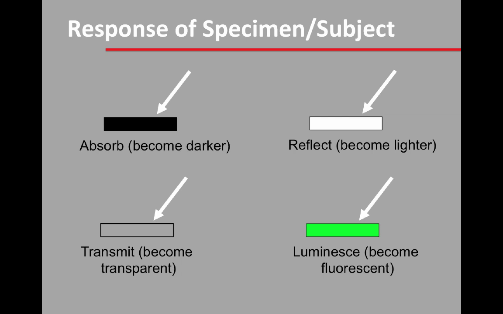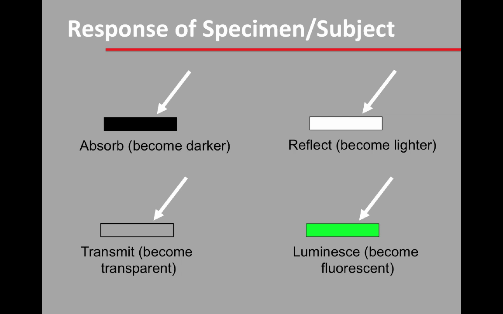But there are actually four responses that are possible with a specimen, in any sort of light range, but let's just use infrared, for example, because we're talking about infrared here. If infrared irradiates a specimen, it could either absorb the infrared and become darker, or reflect the infrared and therefore appear lighter. Or, and these are the two slightly odd ones, it could also transmit and become transparent, and I'll show you an example of this so you'll get it. Or it can luminesce or become fluorescent. It could excite the molecules and actually become fluorescent, and that's called infrared luminescence.